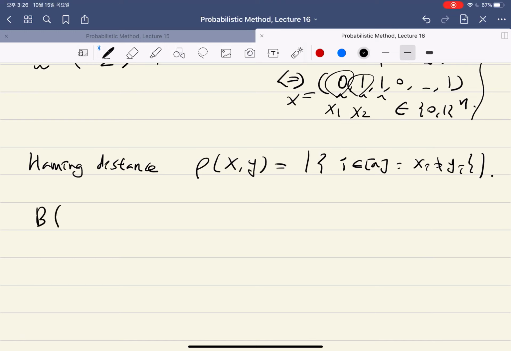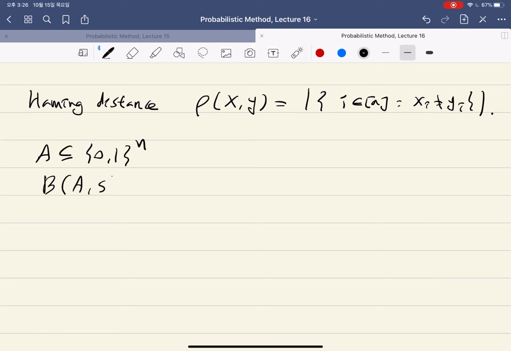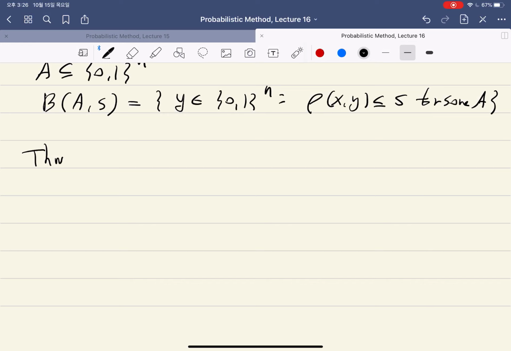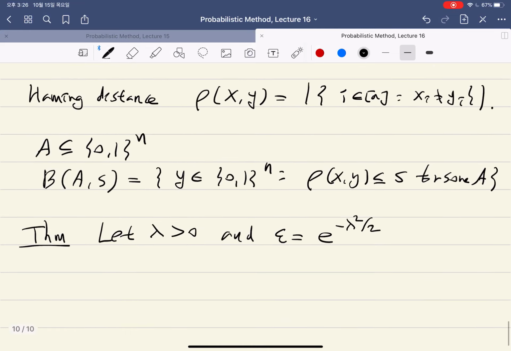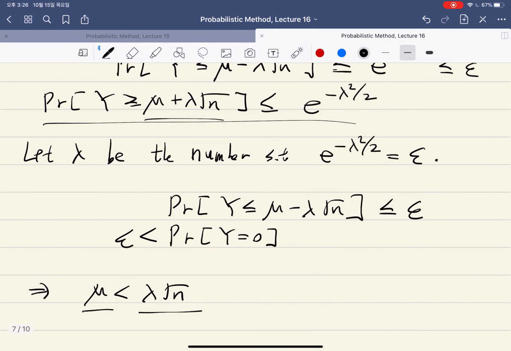And now let's say B. For a given A, which lies in {0,1} to the n, let B(A, s), all points around A with radius s, be the collection of points which have Hamming distance from some x in A bounded by s. Then we can actually apply Azuma's inequality to prove the following. So let lambda be positive and epsilon be e to the negative lambda squared over 2, which is a number familiar to us because we used it in the previous theorem.